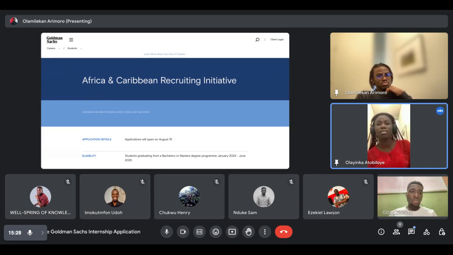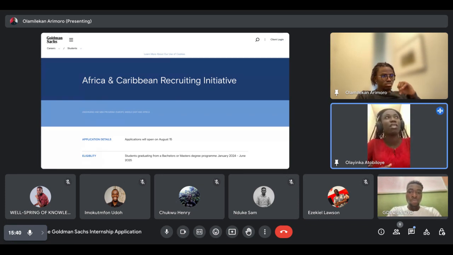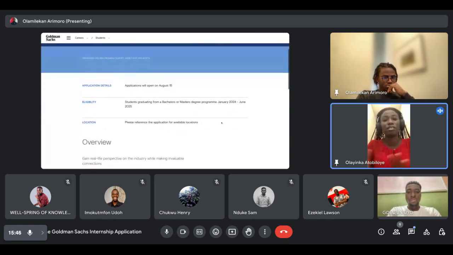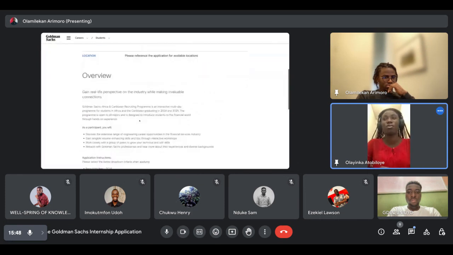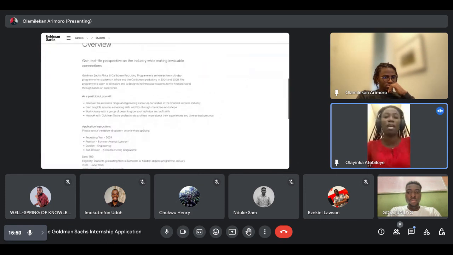I think Lakon, right? Yeah. The internship, at least for the ACRI, opened quite late, around December time, but it's opening earlier this year. So the timeline really differs. I can't really tell you when it's going to close, but I can definitely tell you that you should apply early.